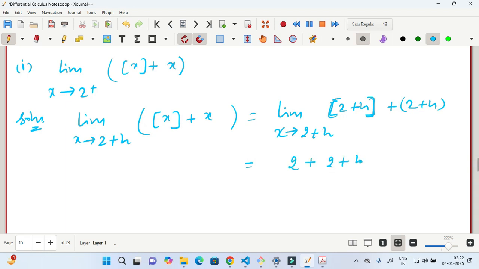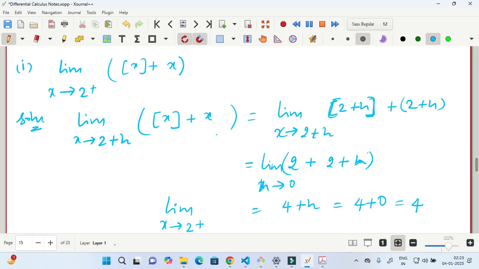And here again 2 plus h. Limit h tends to 0, this is equals to 4 plus h. This is equals to 4 plus 0, which is equals to 4. Clearly the value of limit x tends to 2 plus of greatest integer function of x plus x is 4. I'll be naming it as equation 1.